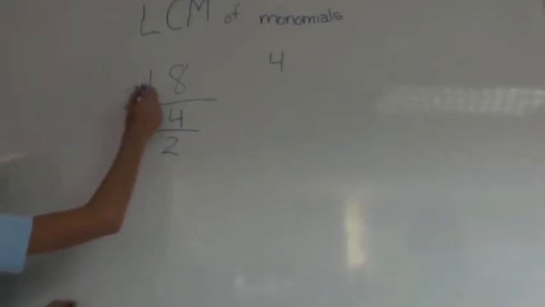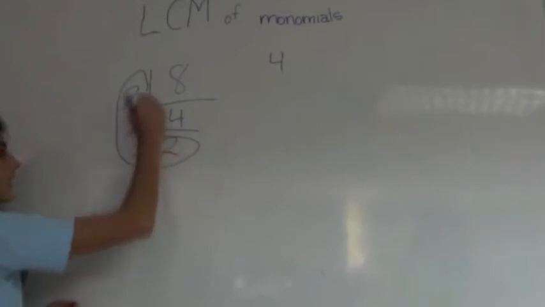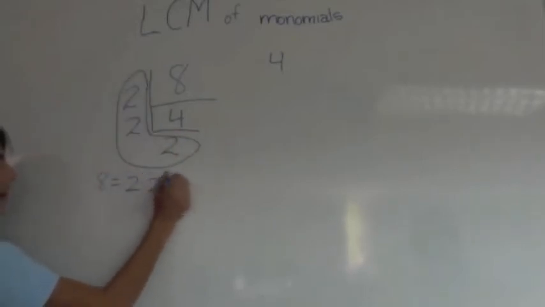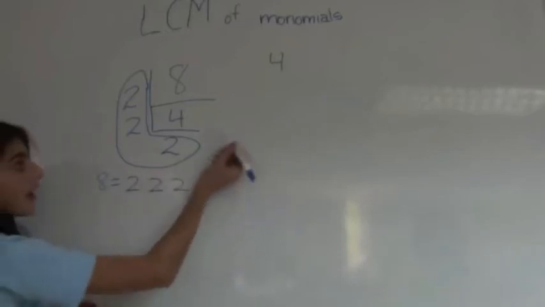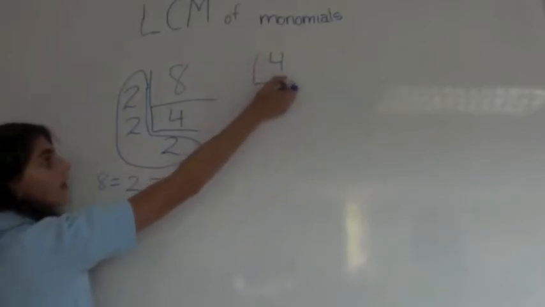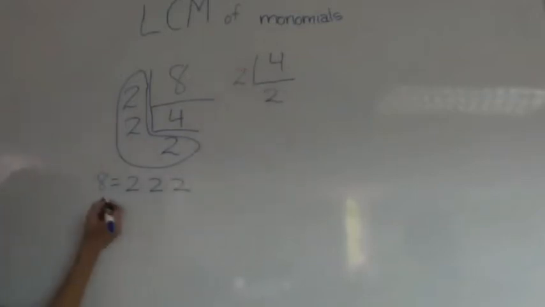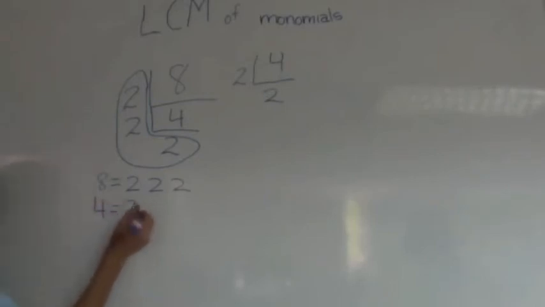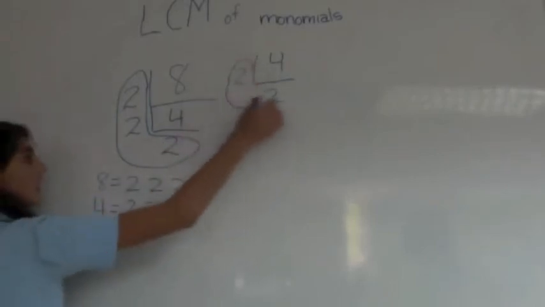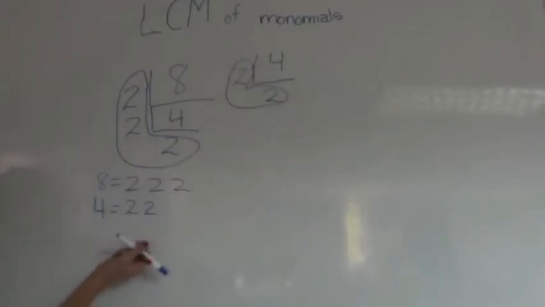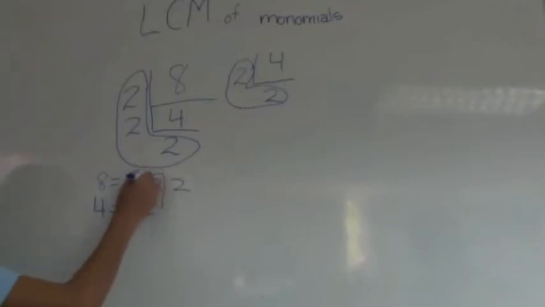So then you would use your famous L, and this equals the prime factorization of 8. 2 times 2 times 2. So then you would go ahead and do the same thing for 4. 4 can be divisible by 2, and that equals 2. So the prime factorization for 4 equals 2 times 2, as you can see here. Now we have to circle what they have in common. So as you can see, they both have a 2 here, and they both have a 2 here.